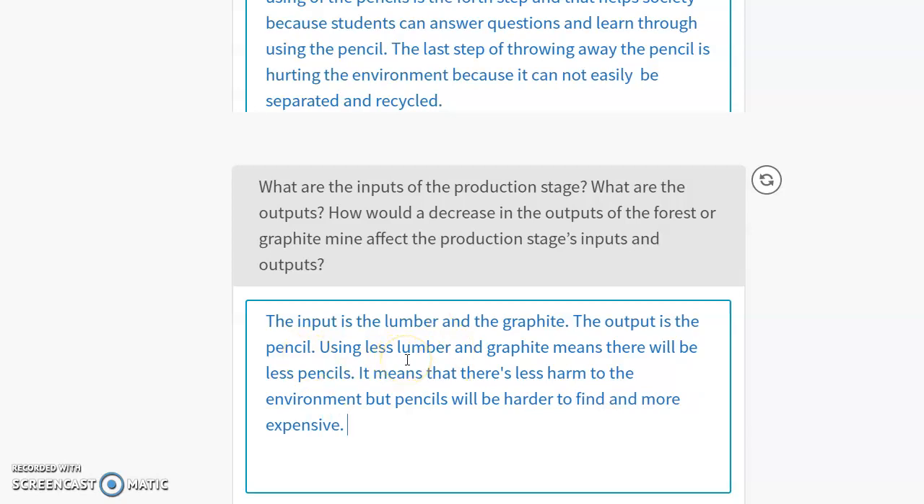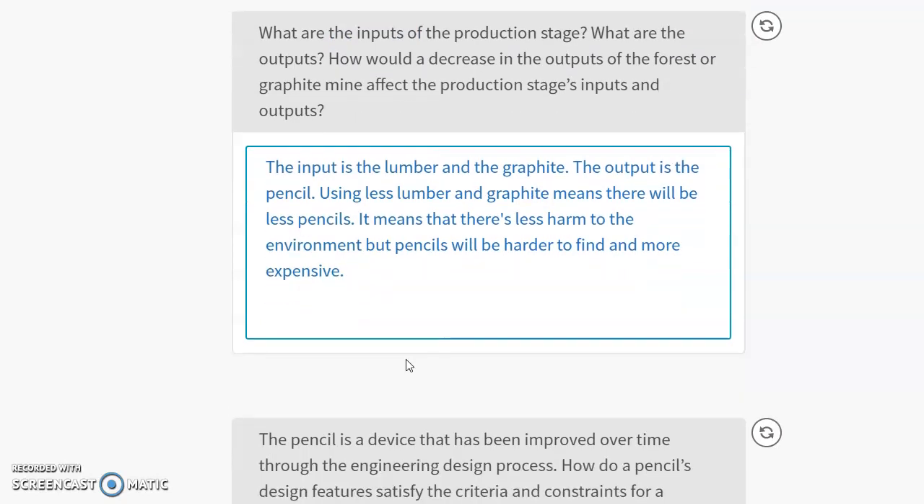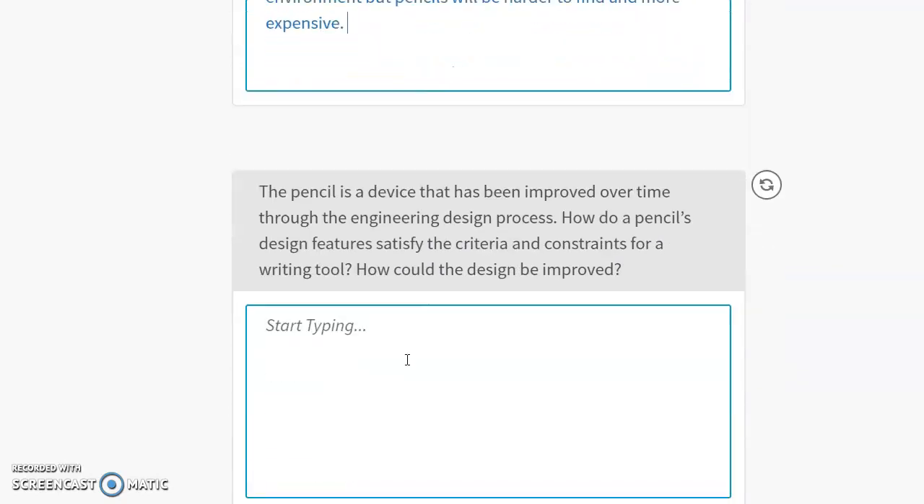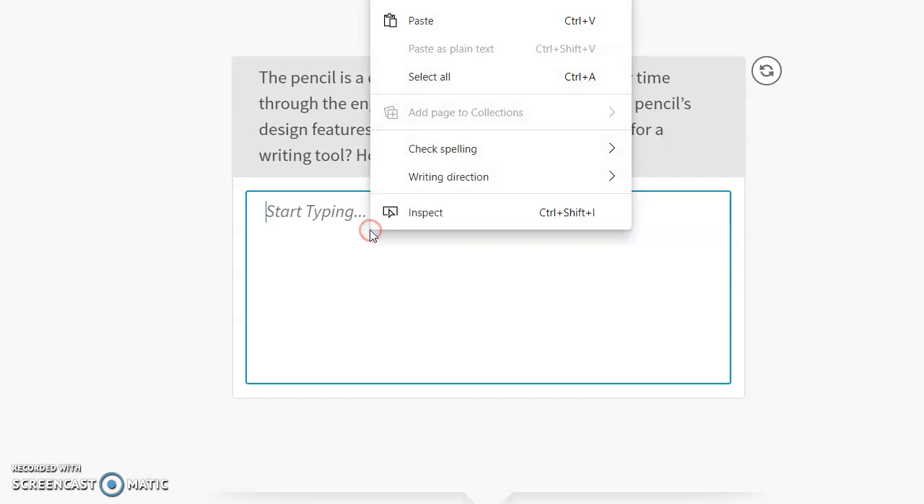So if we don't use as much lumber and graphite, the cycle and the ecosystems and the natural resources will benefit because we're not taking things out of the environment, but it's just going to be harder to get a pencil and find a pencil, which means it will be more expensive.